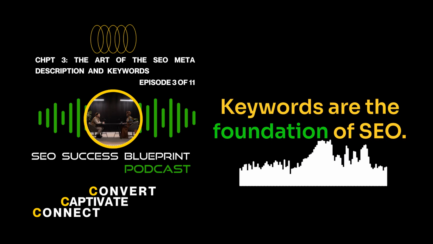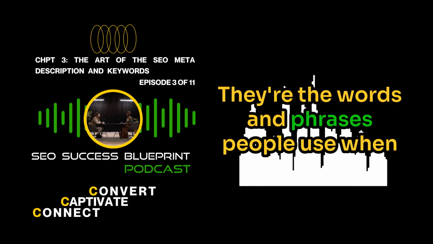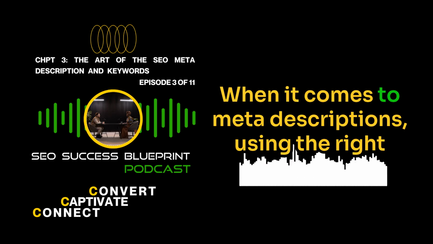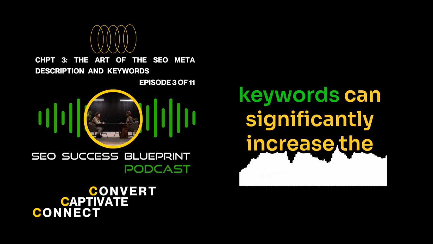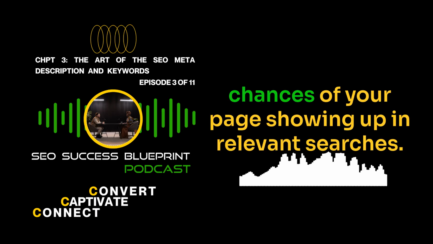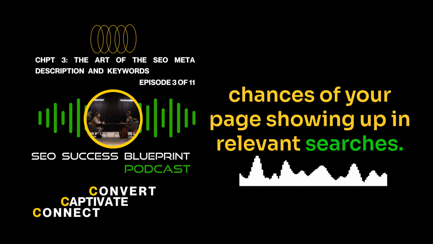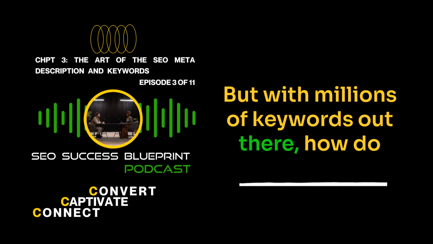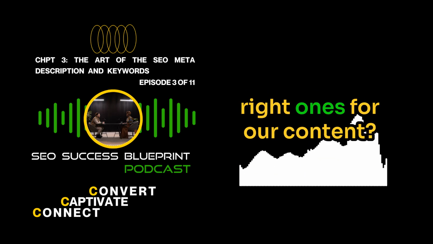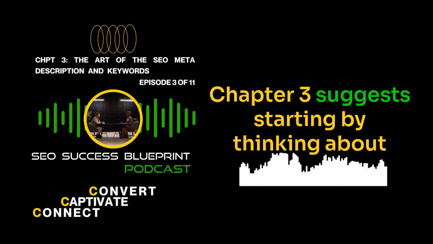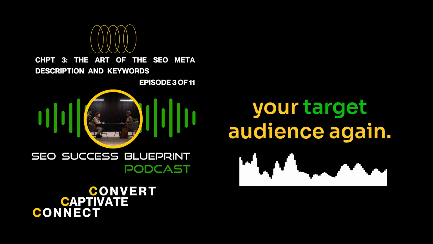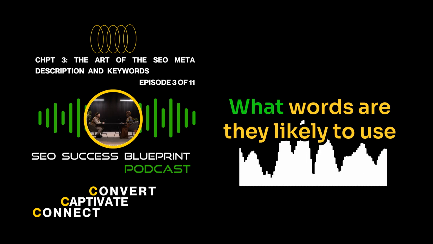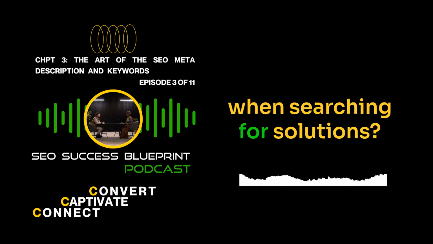Keywords are the foundation of SEO. They're the words and phrases people use when searching for information online. When it comes to meta descriptions, using the right keywords can significantly increase the chances of your page showing up in relevant searches. That makes sense. But with millions of keywords out there, how do we even begin to choose the right ones for our content? Chapter 3 suggests starting by thinking about your target audience again. What are their interests, needs, and pain points? What words are they likely to use when searching for solutions?